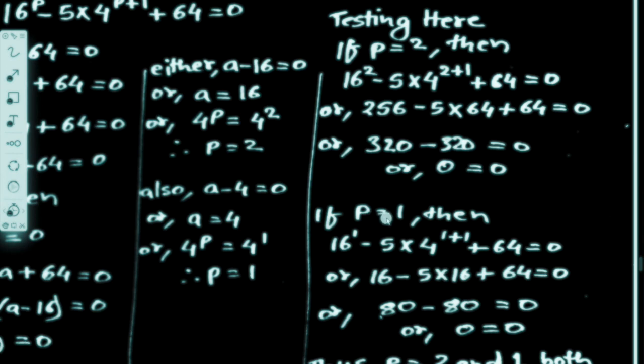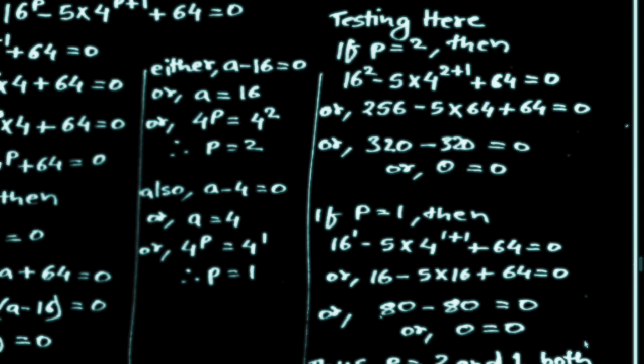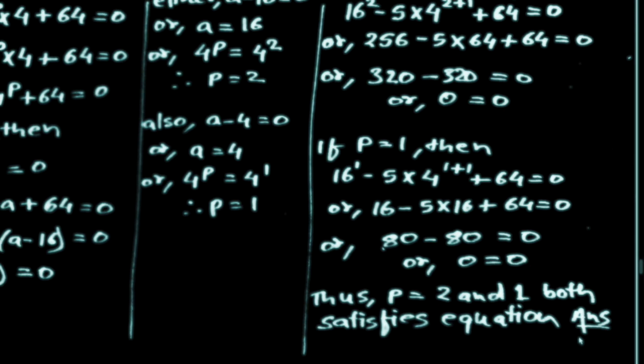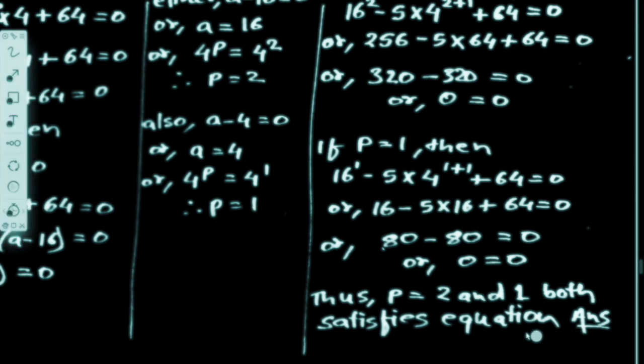It means the value p equals 1 also satisfies our equation. It means p equals 2 and 1 both satisfy our equation. Both are our required answers.